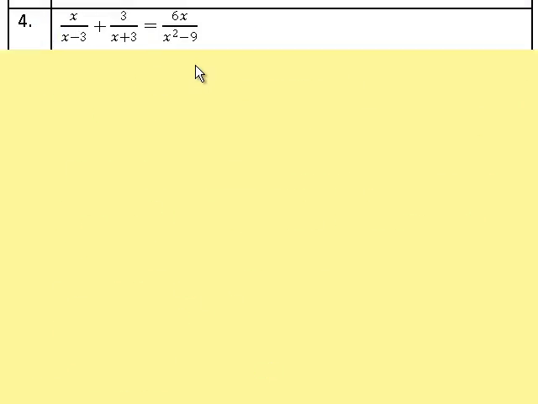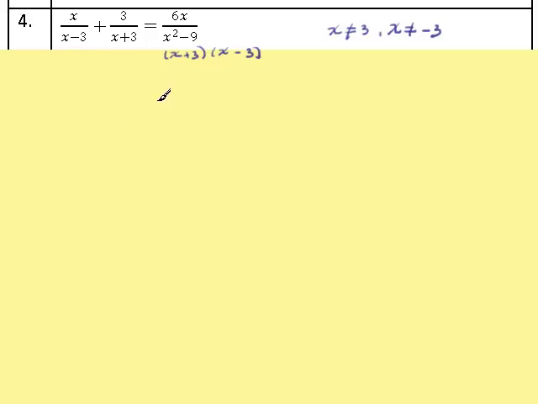In number 4, we're going to start by factoring this denominator. x squared minus 9 is x plus 3 times x minus 3. So we see the factors in the denominators. We have just x plus 3, we have just x minus 3, and here we have the product of those two. Let's mention on the side that x cannot equal 3 and x cannot equal minus 3, because those values will make some of the denominators 0.